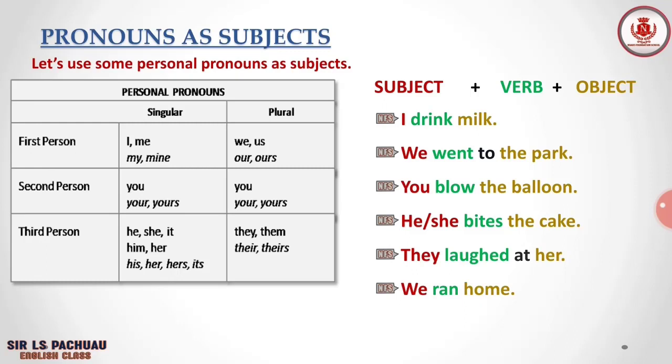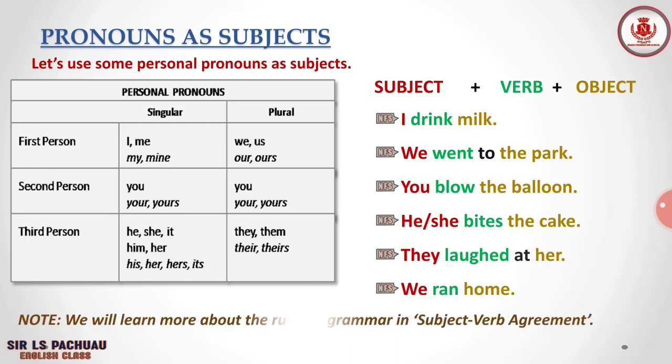We ran home. We is the first person plural pronoun. Understand? What are we doing? We ran. Alright. Where? We ran home. So home is the receiver. Alright. So home here is the object. We ran home. And note, we will learn more about the rules of grammar in subject verb agreement.